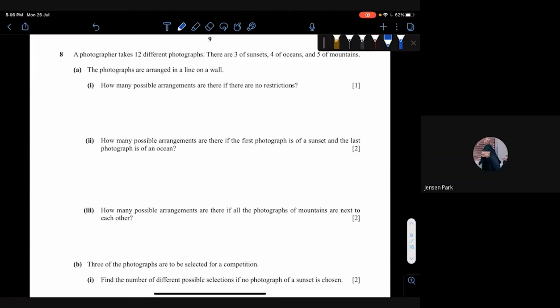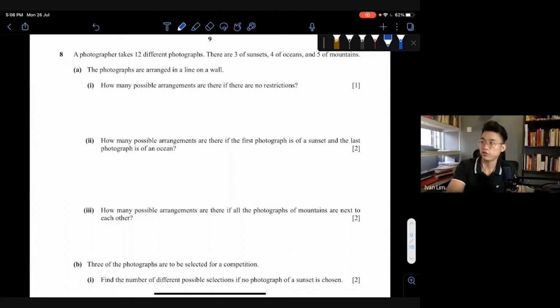Since there is no restriction, I share with 12 factorial. 12 factorial, okay. Or you can do 12P12. Both are the same. 12P12 or 12 factorial, which will give you what? Yeah, some huge number.